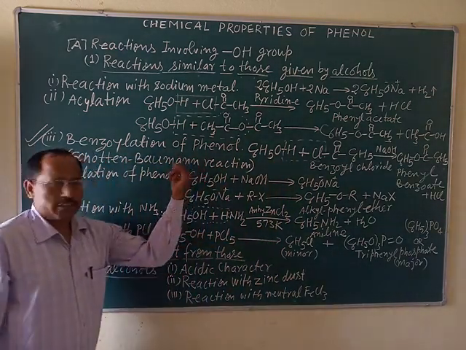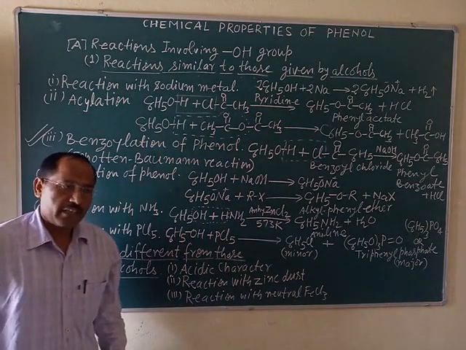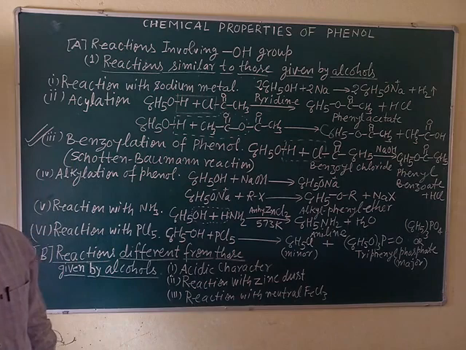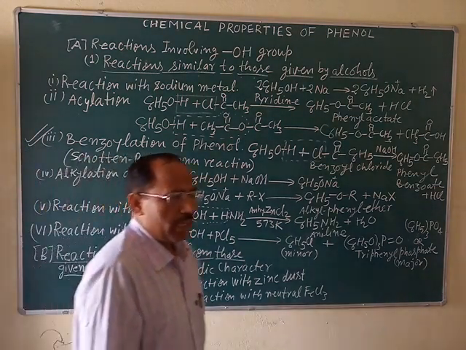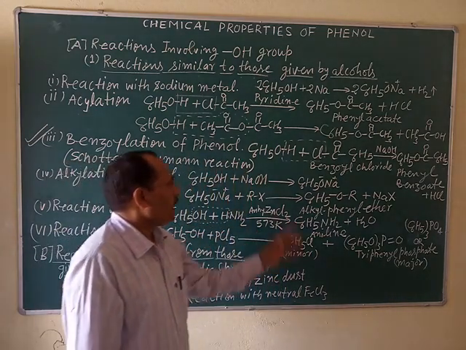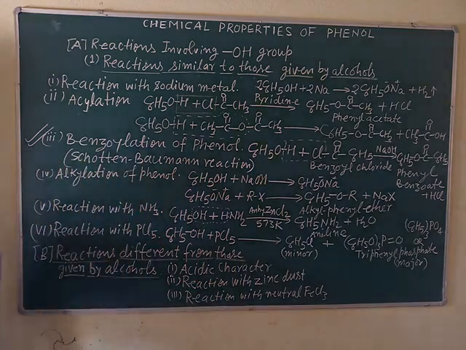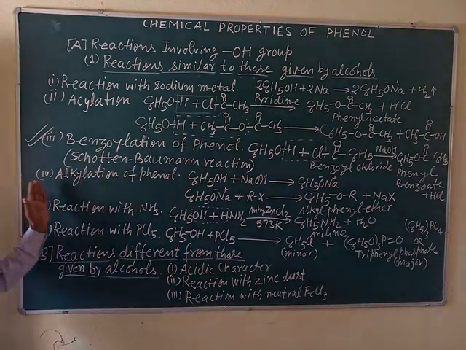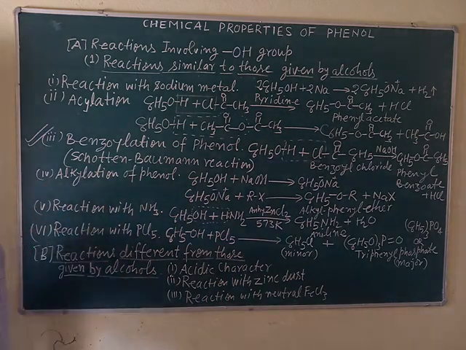What is Schotten-Baumann reaction? Benzoylation of phenol in presence of alkali. This reaction of phenol with benzoyl chloride in presence of alkali like caustic soda or NaOH is called benzoylation of phenol, and this reaction is known as Schotten-Baumann reaction. It is very important. Next reaction is alkylation of phenol.